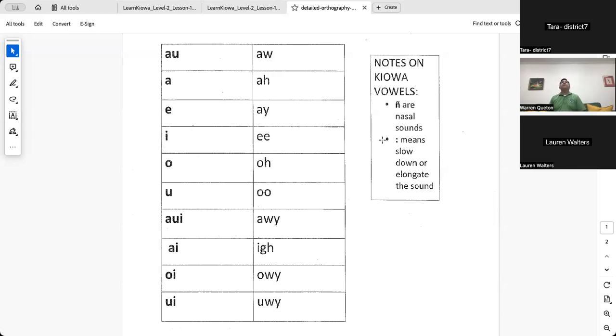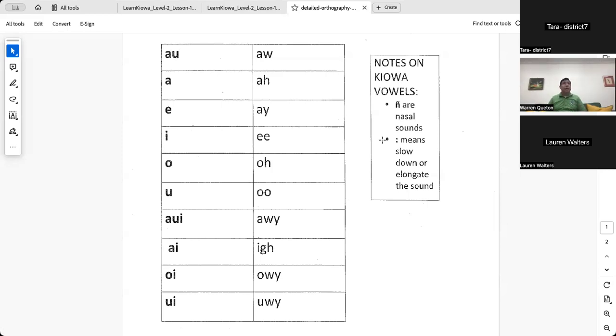What I want you to start practicing for your homework is learning how to make these sounds, because they're diphthongs. They combine several letters together. It's important that you work on getting your mouth to make these sounds, because these sounds are real Kiowa sounds.